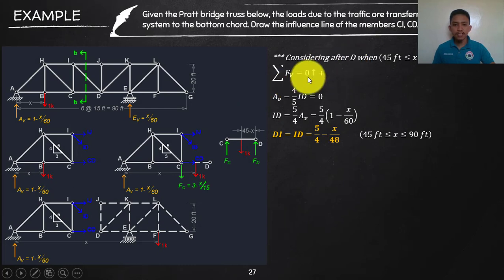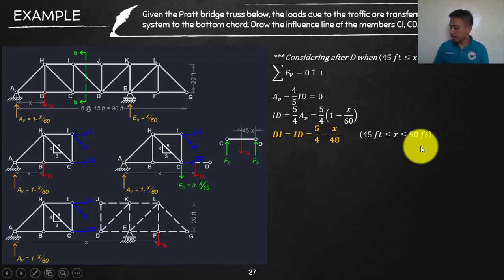And lastly, when the load is after D already, it's already completely on the other side. So that is 45 feet to 90. And then if I take summation of forces vertical still, AB is going up, and the only other force to consider is the unknown ID. So the component is negative 4/5. Simple algebra, that will be 5/4 of AB. Substitute AB, you will have 5/4 minus x over 48, good for x 45 feet to 90.